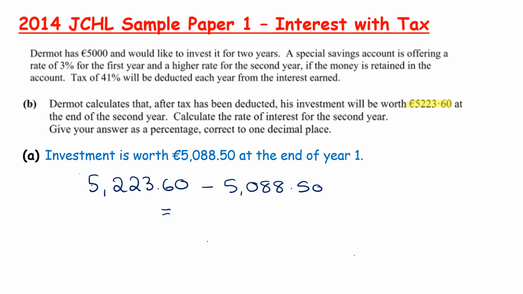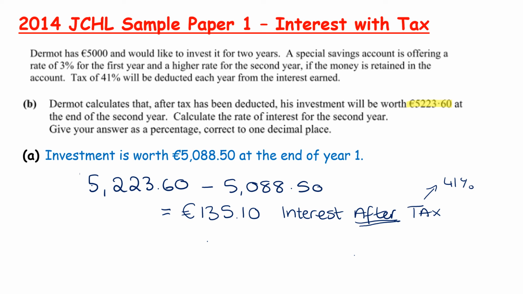So 5,223.60 minus 5,088.50 leaves €135.10 as interest after tax. So tax is already gone from there. Now I know the tax was the same, so that was 41%. If I had 100% and I took away 41%, what would I be left with? The answer is you'd be left with 59%. So we have €135.10, and that is worth 59%.